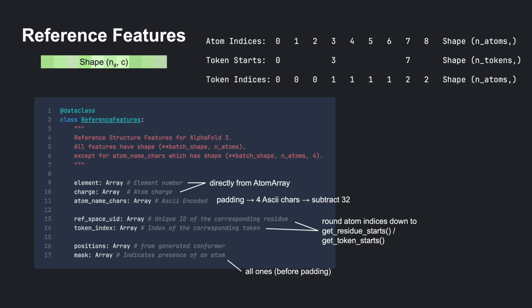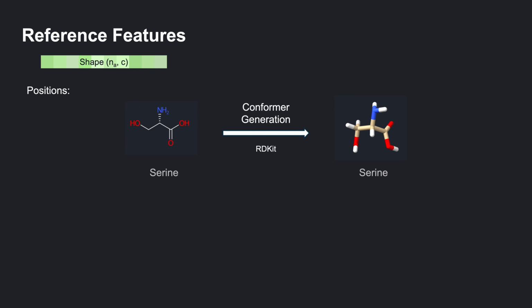The last reference feature are the reference positions. These are the proposed three-dimensional structures of the individual residues and ligands, not in the global protein structure, but just for each residue on its own. We call these proposed 3D structures of the molecules a conformer, and we can use the computational chemistry library RDKit to compute them.